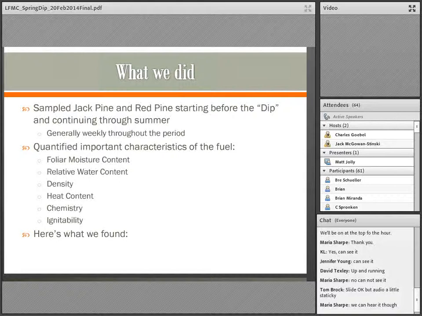And we also did some other things like looking at the heat content of the fuels, and we measured the chemistry of the fuels. So basically, we have a fairly standard test that will separate the fuel dry weight out into some pretty broad categories. It tells us how much cellulose and lignin we have, how much of the needle is made up of non-structural carbohydrates, crude fat, protein, and ash.